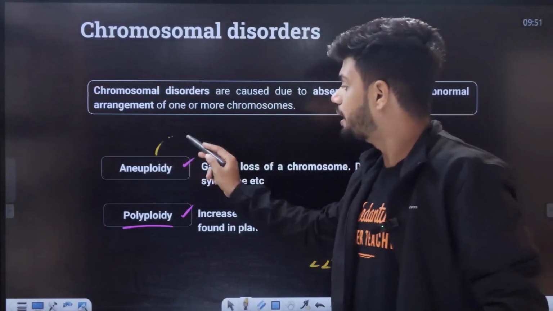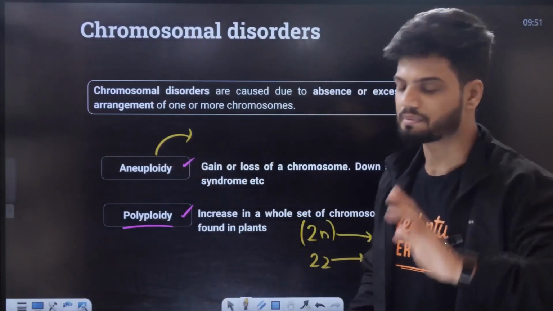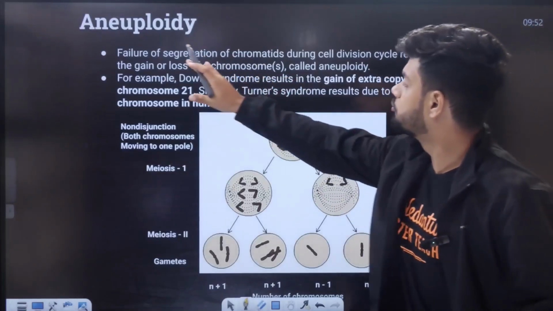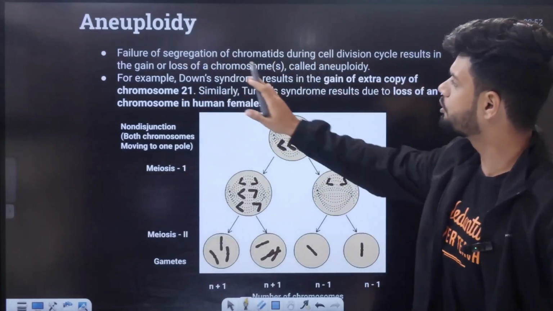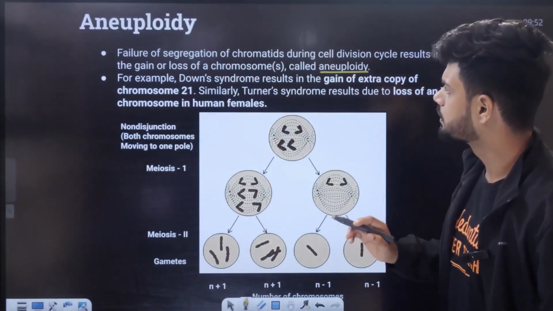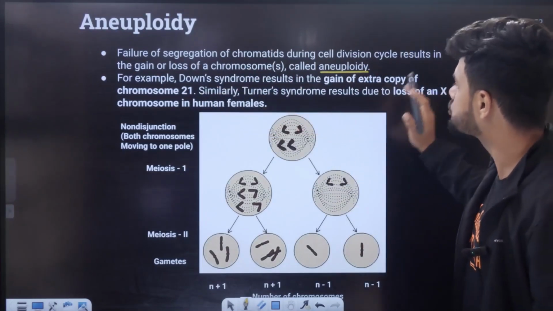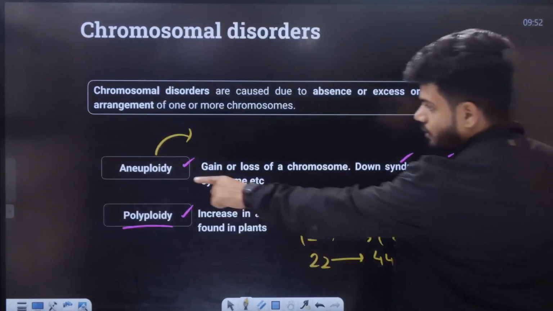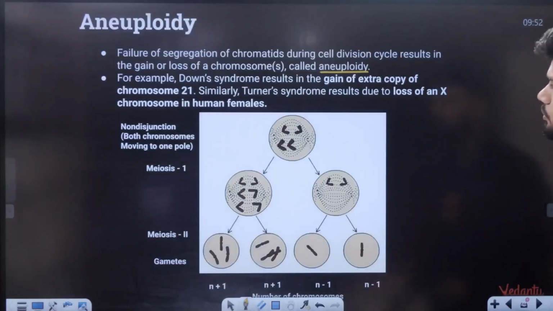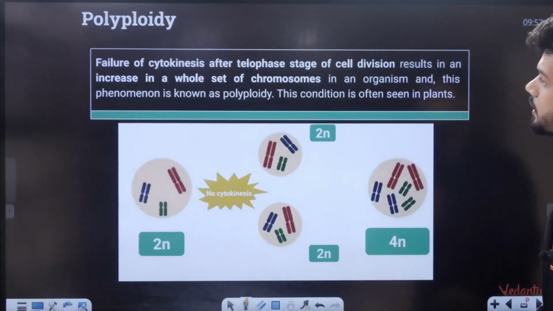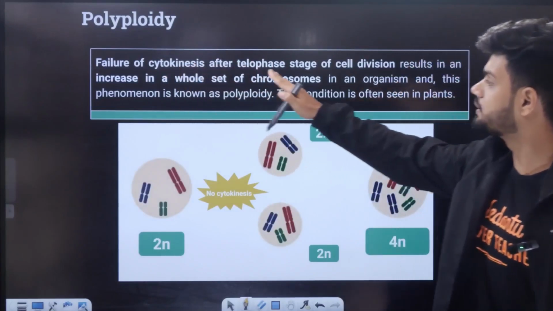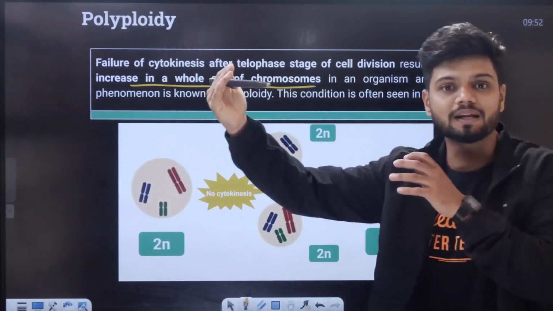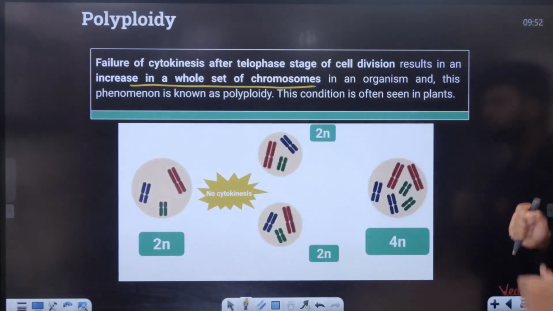Now under aneuploidy we have different types again. Failure of segregation of chromatids during cell division results in the loss or gain of chromosomes, called aneuploidy. All of you know. For example, Down syndrome results in the gain of an extra chromosome 21. Look, extra chromosome added, aneuploidy. Addition of chromosome, okay, aneuploidy. Polyploidy, failure of cytokinesis after telophase of cell division results in an increase of the whole set of chromosomes. Whole set increase means it becomes 2n to 4n, that is polyploidy.